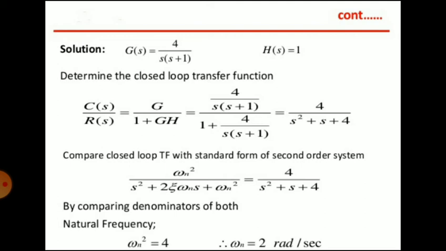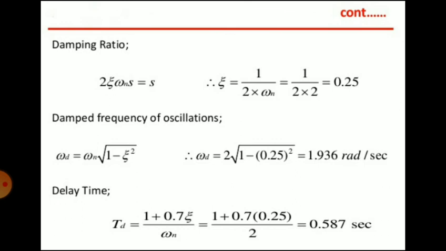So we have to equate the denominators of the closed loop transfer function and the standard form of the second order system. So we can find out the natural frequency. After simplification, we get omega n equal to 2 radian per second and damping ratio, that is zeta, equal to 0.25. Now find out damped frequency of oscillations.